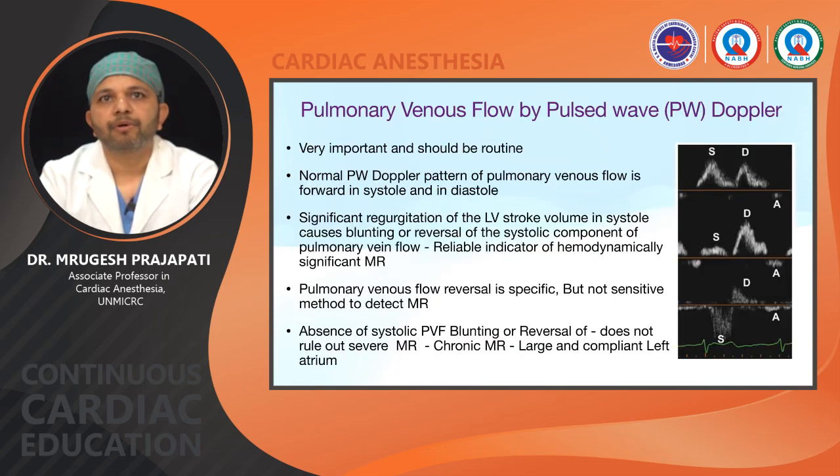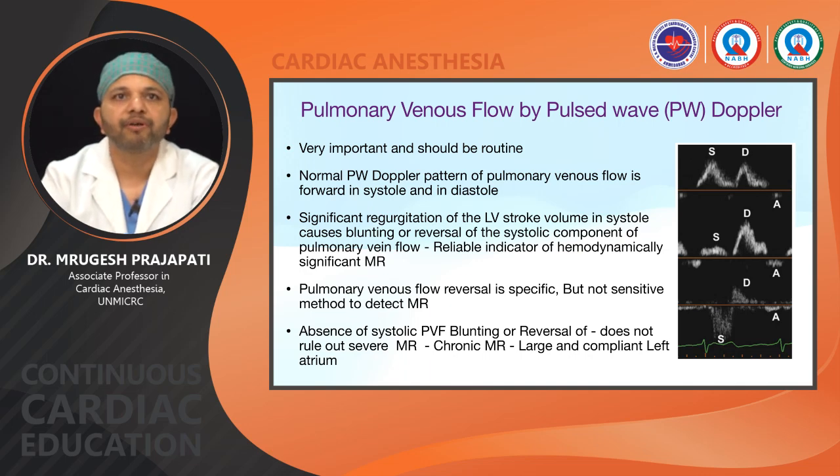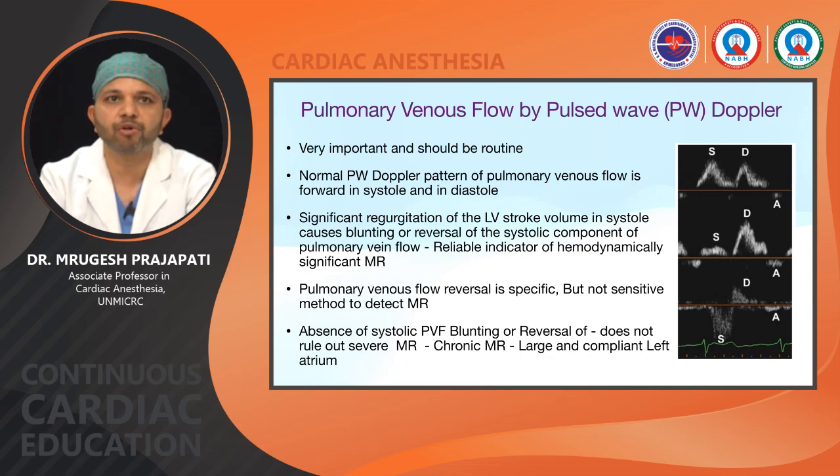Pulmonary venous flow by pulse wave Doppler is very important and should be part of our routine practice. The normal pulse wave Doppler pattern of pulmonary venous flow is forward in systole and diastole. Significant regurgitation of LV stroke volume in systole causes blunting or reversal of the systolic component of the pulmonary venous flow, a reliable indicator of hemodynamically significant MR. Pulmonary venous flow reversal is a specific but not sensitive method to detect mitral valve regurgitation.